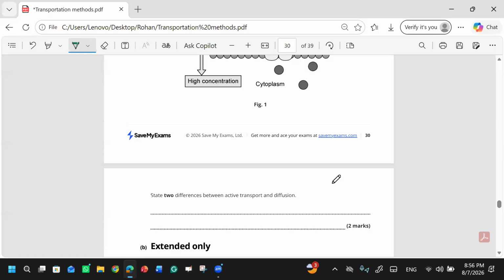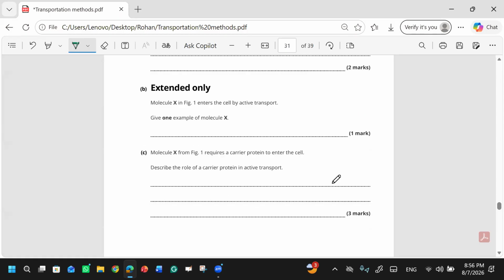Okay. Active... what's it called? Active transport goes from low to high, but diffusion goes from high to low. And active transport needs energy in the form of ATP, while diffusion doesn't need ATP or energy. Yes.